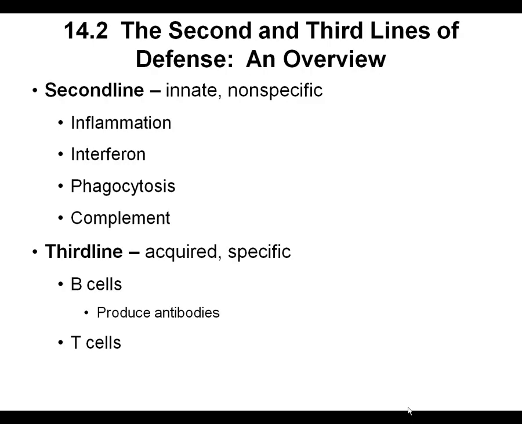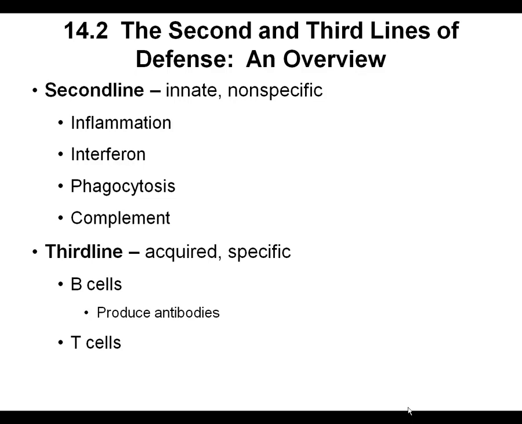Your second and third lines of defense are going to be those defense mechanisms that take on any bacteria that have gotten into deeper tissues. They've penetrated the first line of defense, and now they're in the deeper tissues. Your second line of defense is innate, meaning that you always have it, you're born with it. It's a defense against non-specific microbes. Any microbe that comes its way, it's going to try and deal with it.